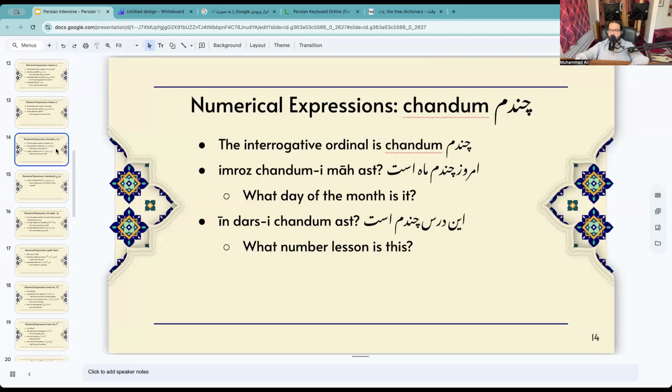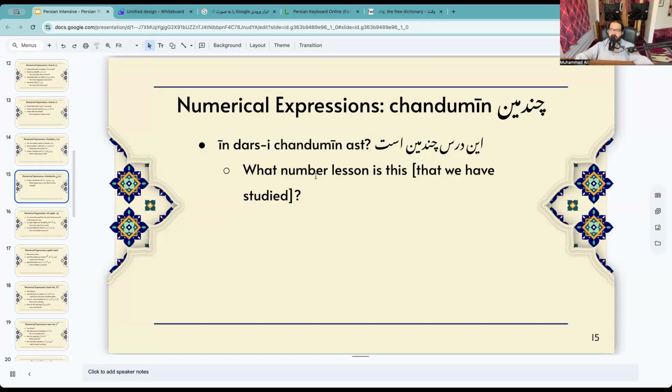So chandom, you have to answer with a plain ordinal, and chandomin, you have to answer with the -in form. So if I say emruz chandom ma hast, you'll say emruz dovom ma hast, sevom, charom, panjom, until siyom, 30th. But here, if you say in dars chandomin hast, you have to say dovomin, sevomin, charomin, panjomin.